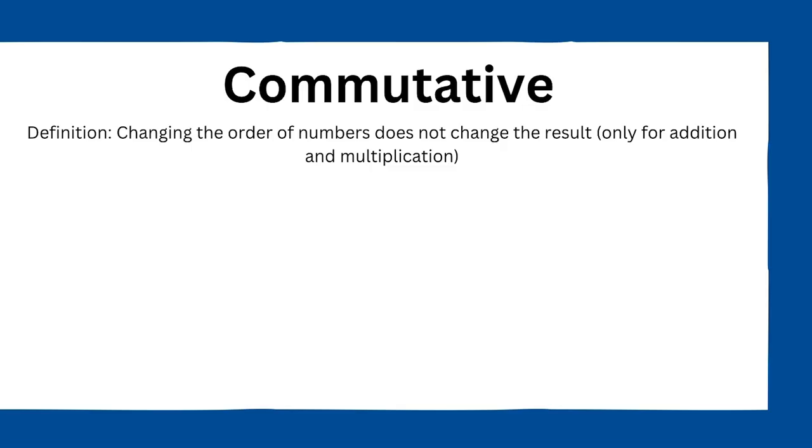So keep that in mind. Commutative only applies to addition and multiplication, and it means I am changing the order of the numbers, but I still get the same results. And I have my formula. So I have addition and multiplication. And as you see for both, I have a plus b, and then on the other side of the equal sign, I have b plus a, or a times b equals b times a. And essentially, what this shows is that even though I switch the order of the numbers, I still get the same result regardless of how the numbers are ordered.